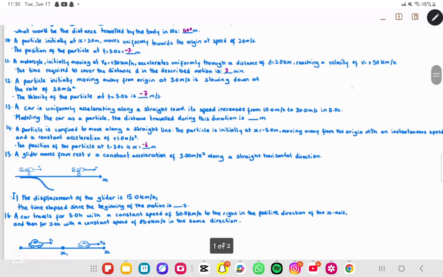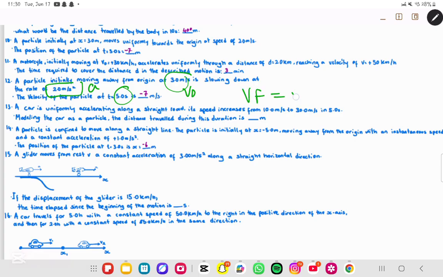Question number 12. A particle initially moving away from the origin at 3 meters per second is slowing down at a rate of 2 meters per second squared. This is the acceleration. They want the velocity of the particle at time 5 seconds. So we have velocity initial, acceleration, and the time. We need to find V final.